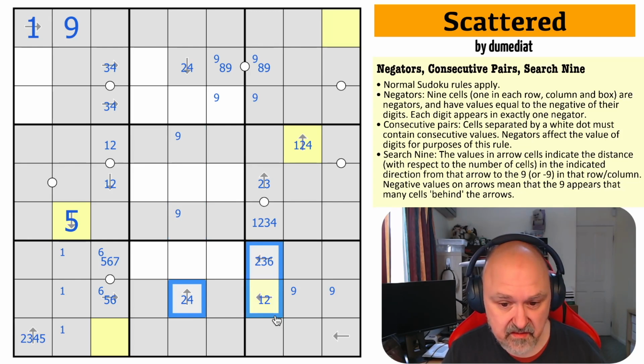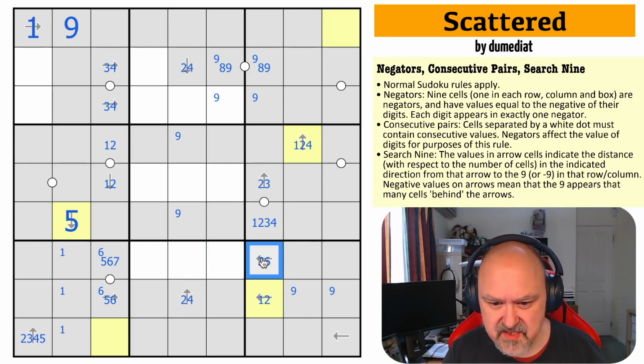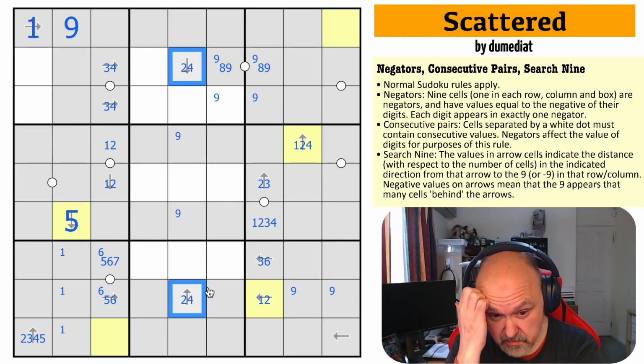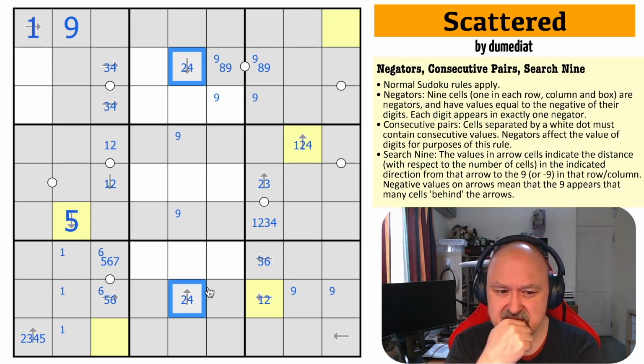That's weird. If this is 2, that's an... And if that's a 2, which means that's not a 2. This is a 3 or a 6. So this is a 2, 4 pair. I'm missing something phenomenally powerful.